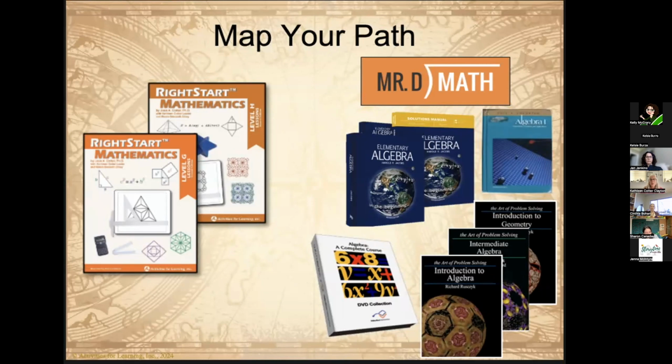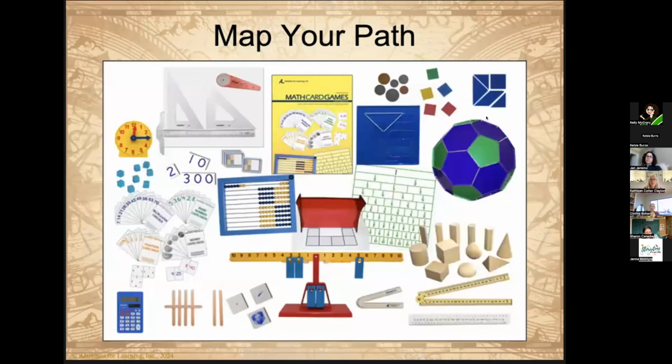With the Right Start program, there are manipulatives that are needed. What's really kind of fun about it is levels A through F use all these materials. G and H, you have to add in three other things. I didn't picture it here, but you will be using all of these materials throughout your career. So when you're buying the math set, you only need to buy it once for your household, and then you can take all your kids through it.